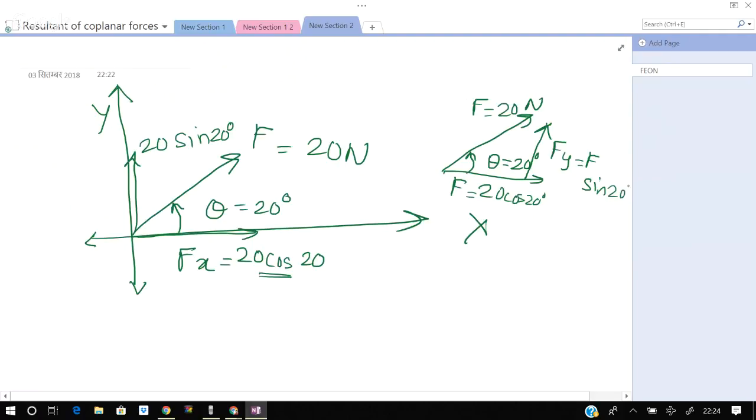sine of 20 degrees, because we know cos theta is adjacent upon hypotenuse, and sine theta is equal to opposite upon hypotenuse. This is not cos theta, this is rather sin theta.